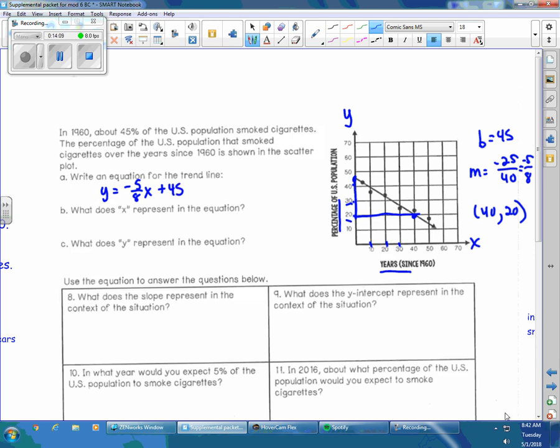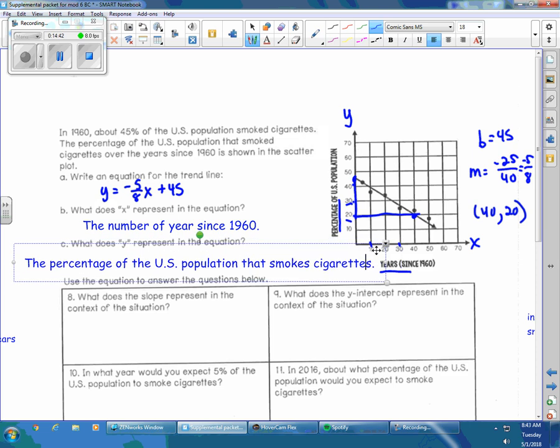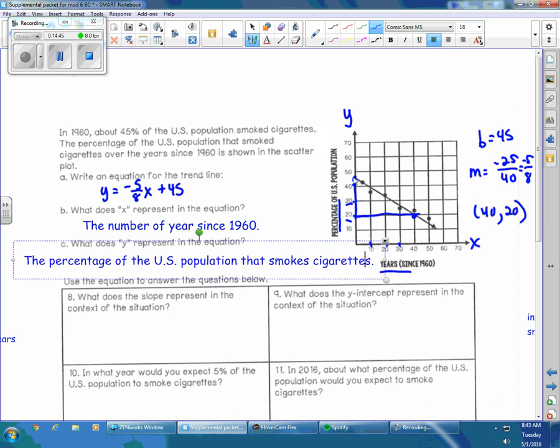What does the x represent in the equation? The number of years since 1960. Okay, so the x, this is 1960 right here, 1970, 1980, 1990, 2000, 2010, 2020, etc. This is the number of years since 1960. So you're counting by tens, by decades. What does the y represent? The y is the percentage of the U.S. population that smokes cigarettes. Okay, so it started at 45% and it's been going down since then.